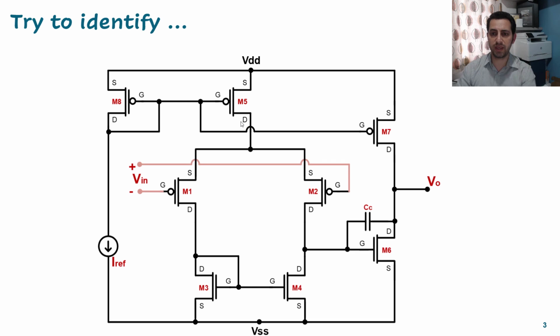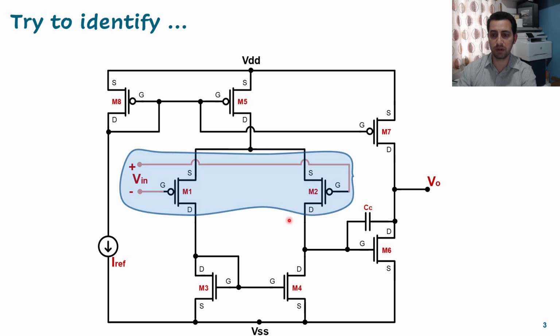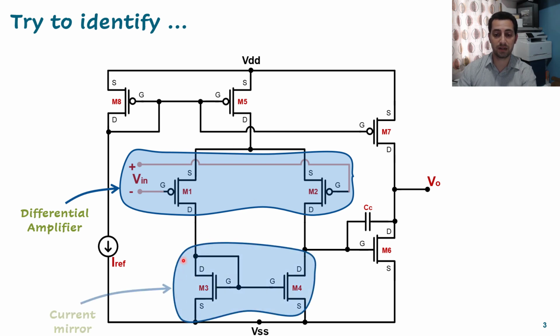Looking at this amplifier, we can easily identify two sets of transistors, PMOS and NMOS. Looking at each group, we can identify two transistors forming a differential amplifier. We have a differential input here, and the output will be between that node and that node. We also have another set of transistors which form a current mirror. Why is this current mirror brought to this design, and what advantage does it bring to the output stage of this differential amplifier? This is what we're going to explore.